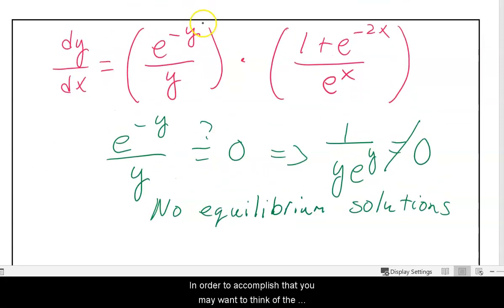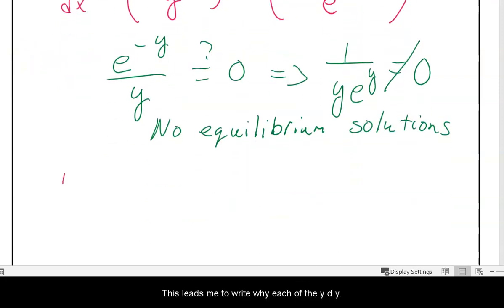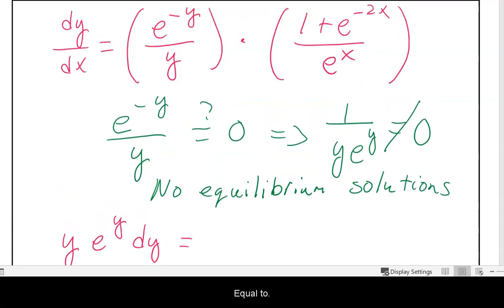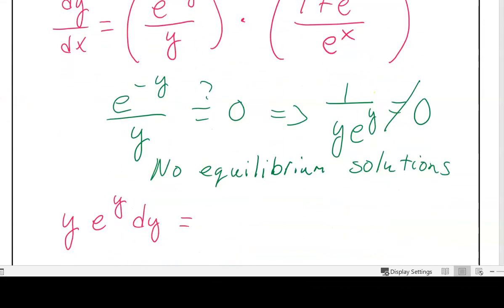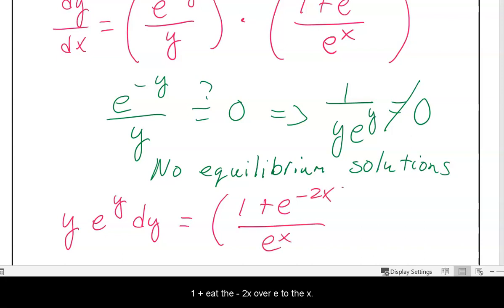In order to accomplish that, you may want to think of the e to the negative y instead in the form of 1 over y e to the y. In order to move it then to the left side, I'd multiply both sides by y e to the y. This leads me to write y e to the y dy equal to, on the right-hand side, I still have 1 plus e to the minus 2x over e to the x, now times the differential dx.